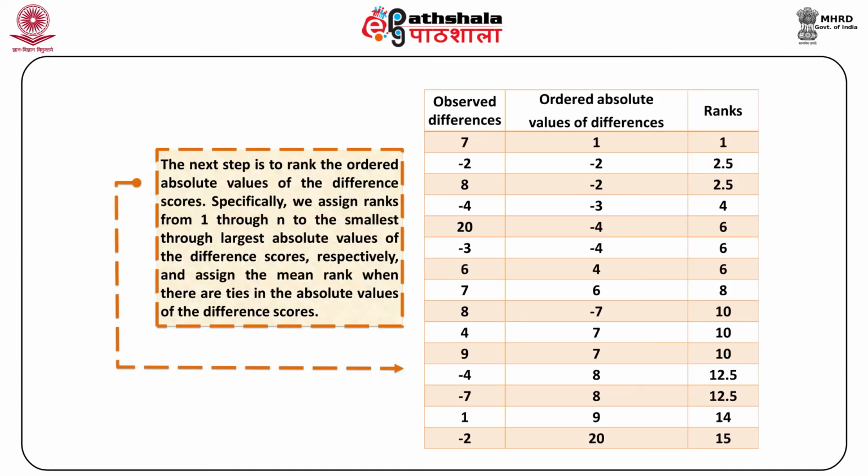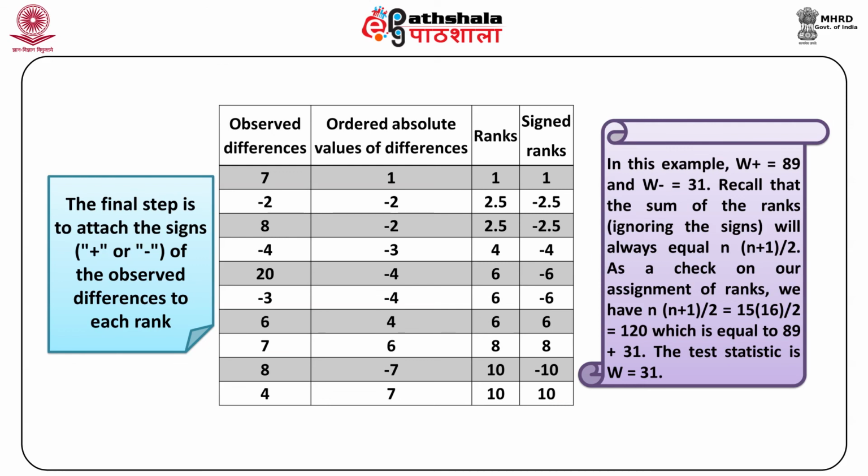The next step is to rank the ordered absolute values of the difference scores. Specifically, we assign ranks from 1 through n to the smallest through largest absolute values of the difference scores, respectively, and assign the mean rank when there are ties in the absolute values of the difference scores. The final step is to attach the signs, positive or negative, of the observed differences to each rank as shown.